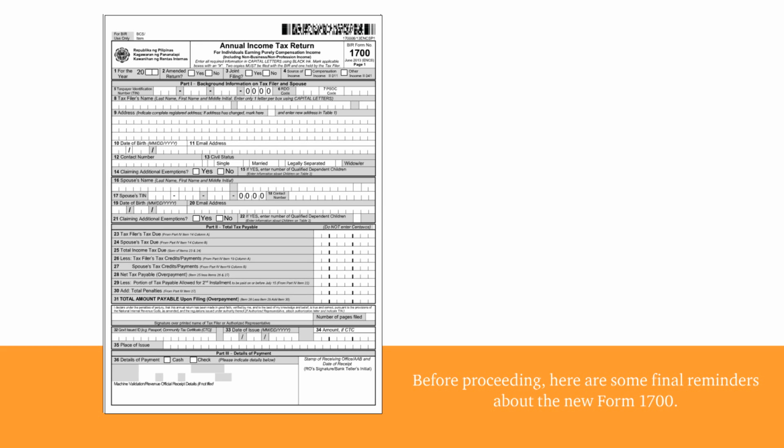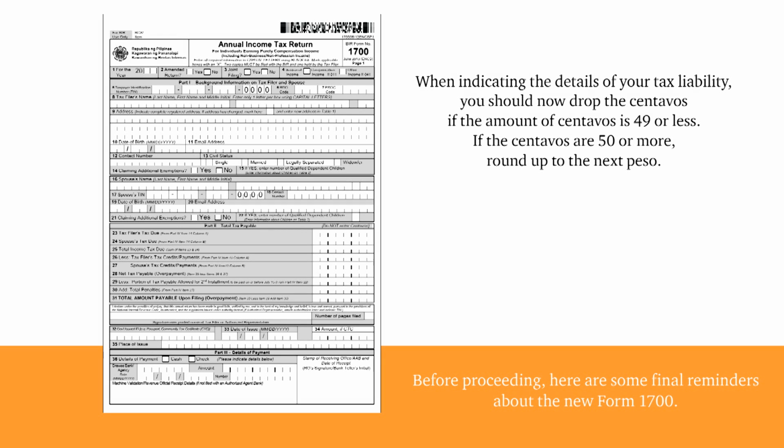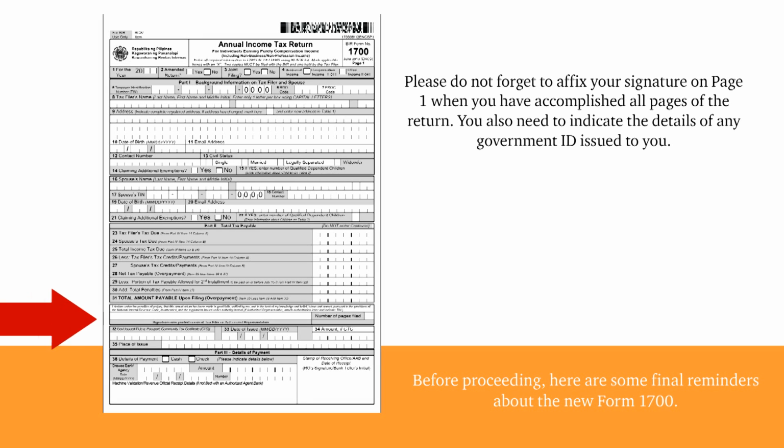Before proceeding, here are some final reminders about the new Form 1700. You need to indicate your TIN and your surname on all 4 pages. When indicating the details of your tax liability, you should now drop the centavos if the amount of centavos is 49 or less. If the centavos are 50 or more, round up to the next peso. Please do not forget to affix your signature on page 1. You also need to indicate the details of any government ID issued to you.